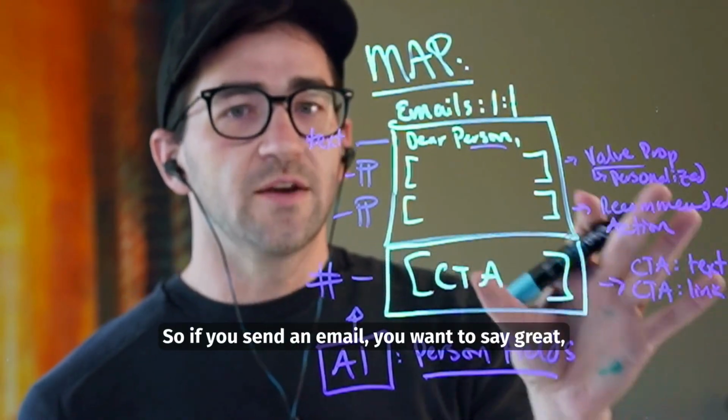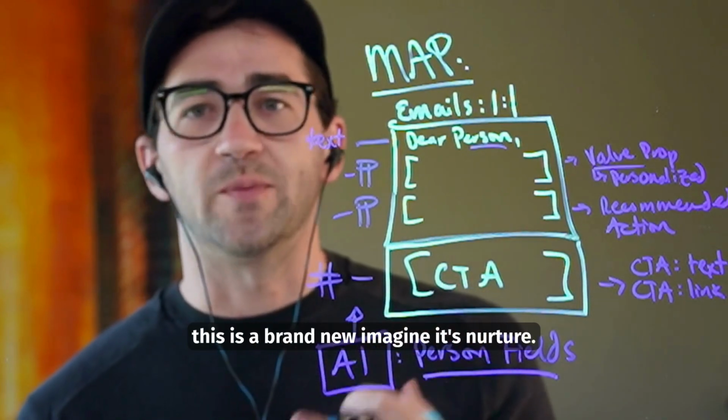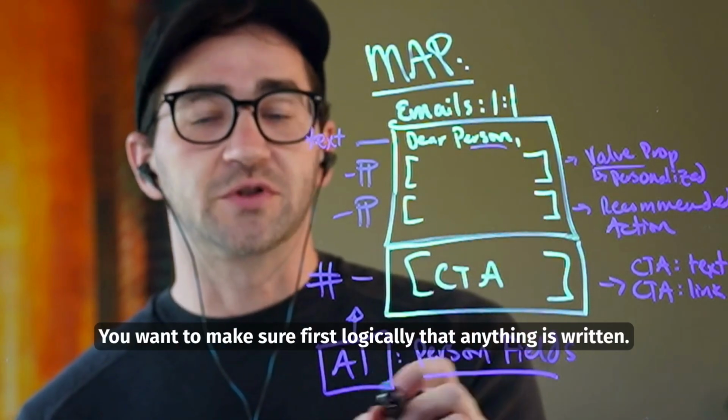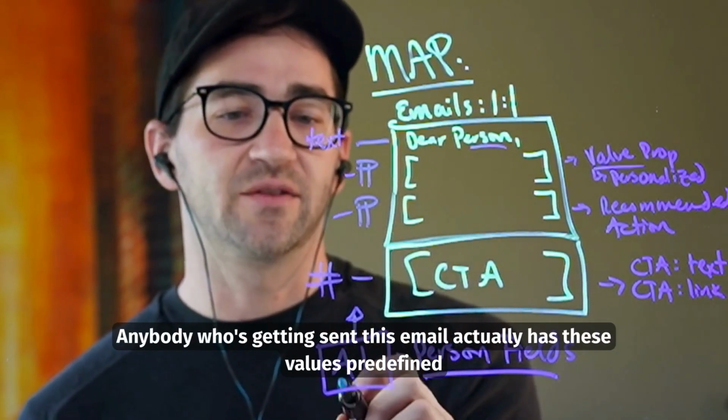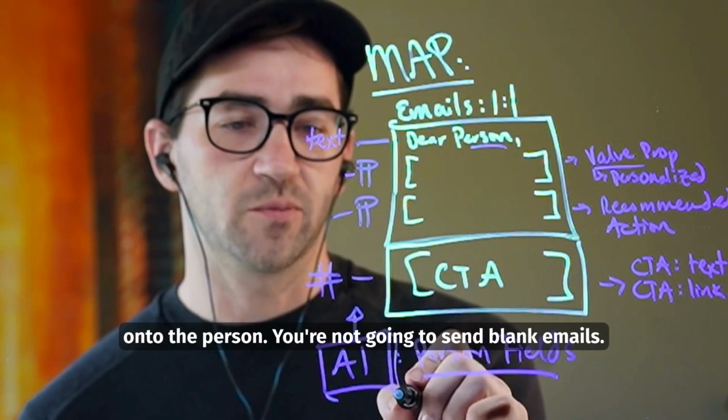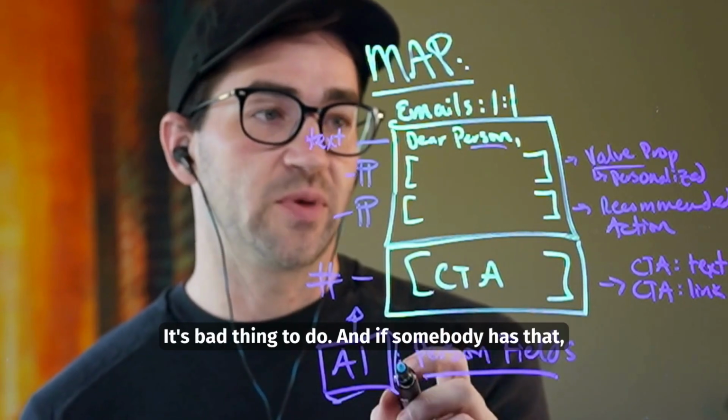So if you send an email, you want to say, great, this is brand new, imagine it's nurture. You want to make sure first, logically, that anybody who's getting sent this email actually has these values predefined on the person. You're not going to send blank emails. That's a bad thing to do.